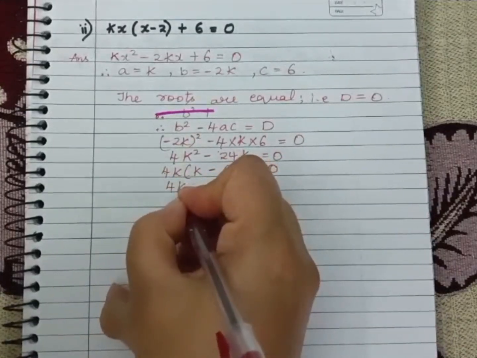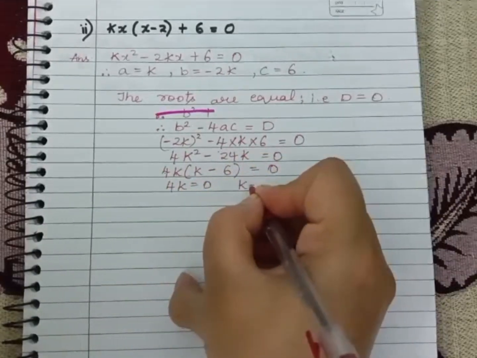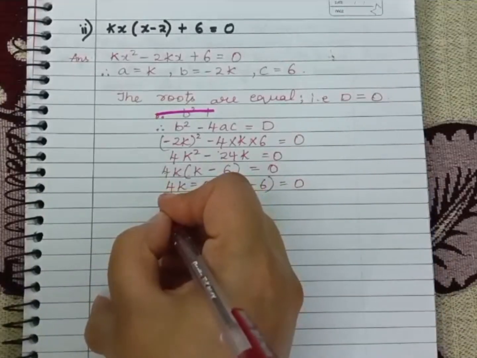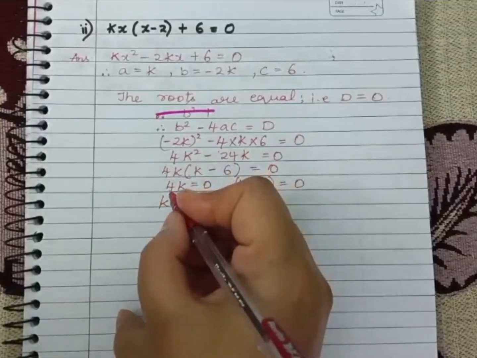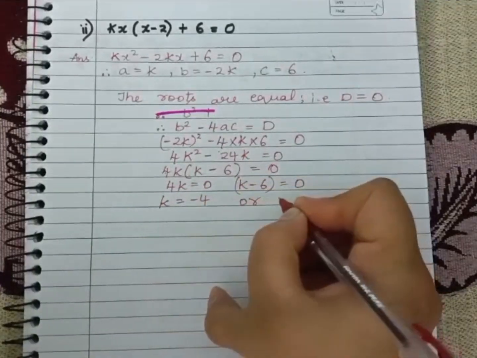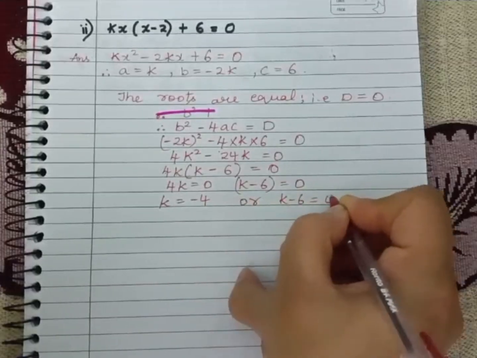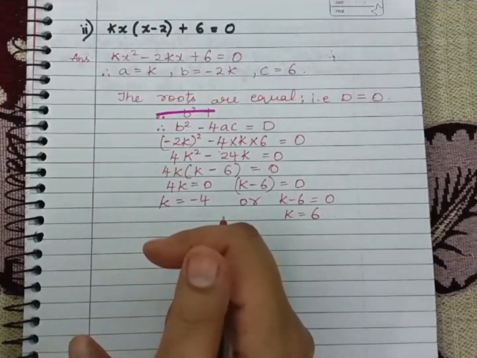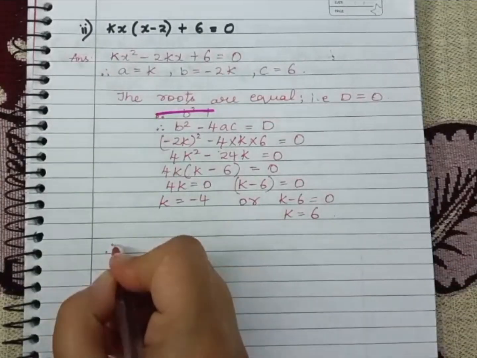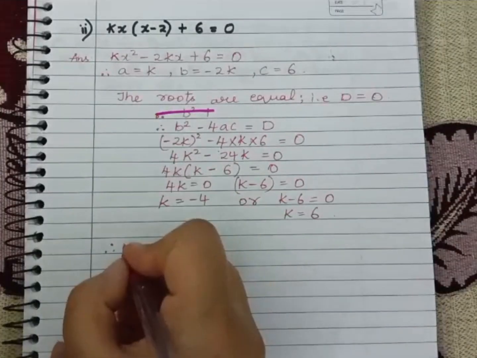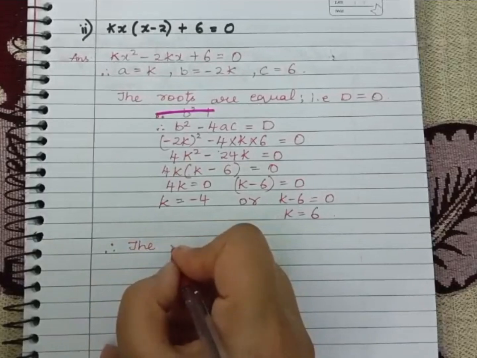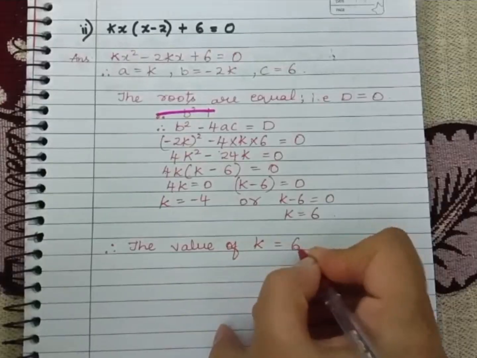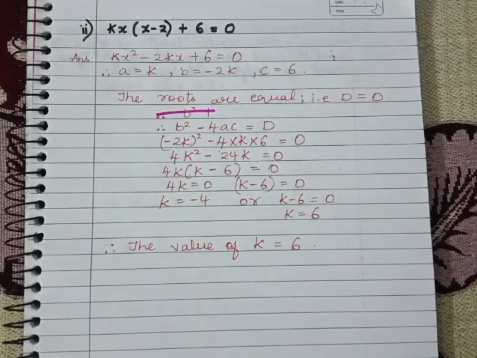Therefore 4k is equal to 0, or k minus 6 is equal to 0. K is equal to 0, or k minus 6 is equal to 0. K is equal to minus 6 becomes plus 6. Therefore, the value of k is equal to 6. So this is the answer for the second question.